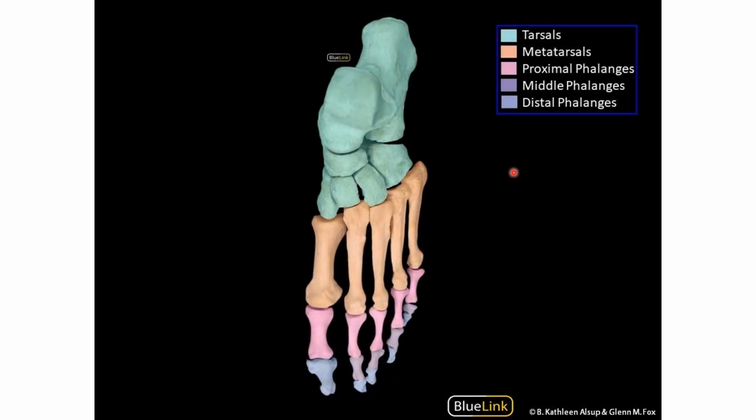Looking at the foot from a superior view, these are the tarsal bones. There are 7 tarsal bones in the foot. Here are your metatarsals, 1 through 5.